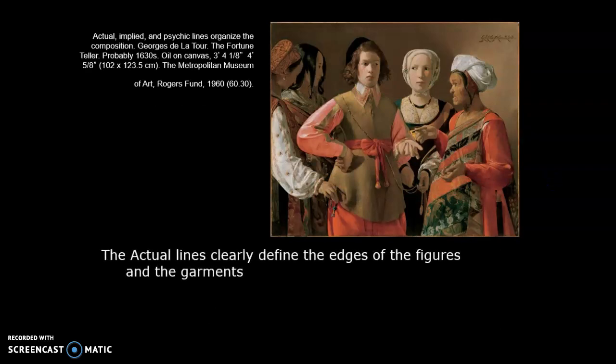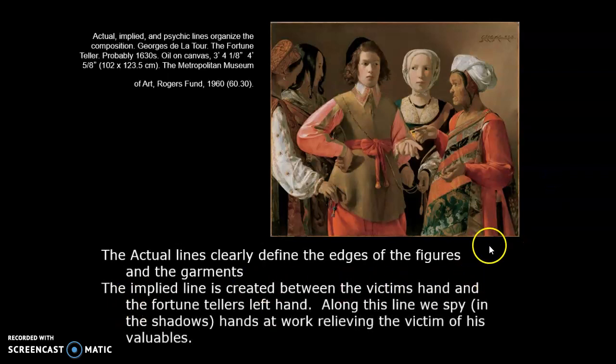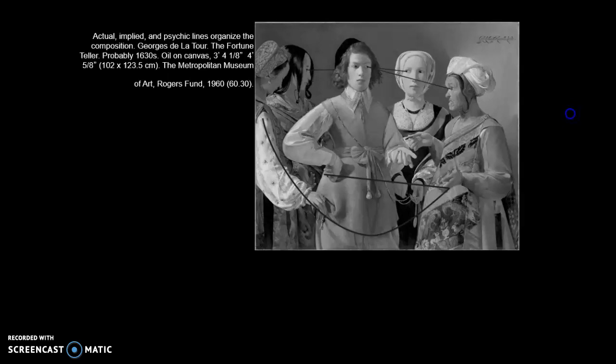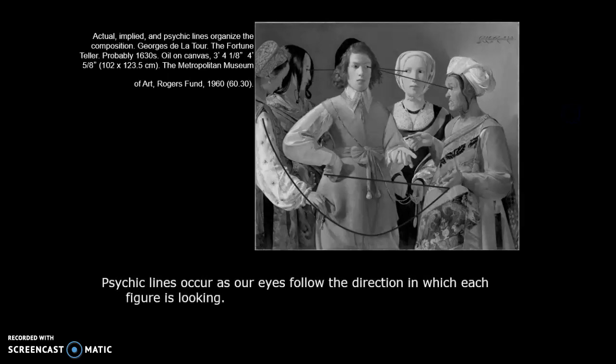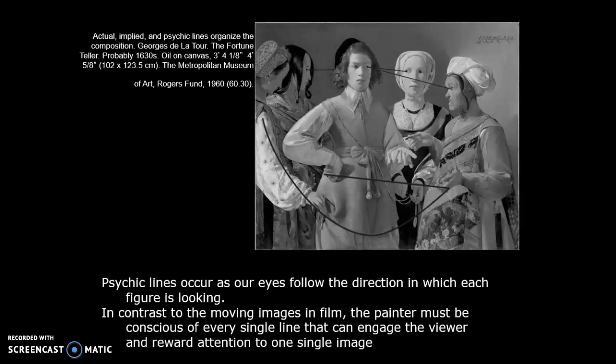In this example here, the actual lines clearly define the edge of the figures in the garments. The implied line is created between the victim's hand and the fortune teller's left hand. Along this line, we spy in the shadow the hands at work relieving the victim of his valuables. And there they are. And these are implied lines. And psychic lines occur when our eyes follow the direction each figure is looking. There's no line connecting them, but the eye direction is an example of how a psychic line can be used.